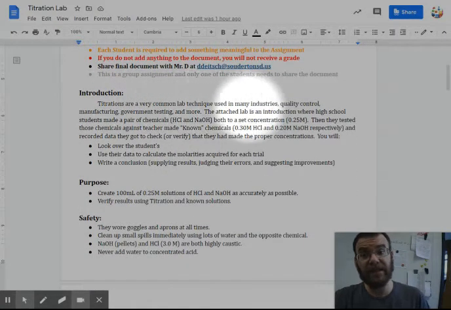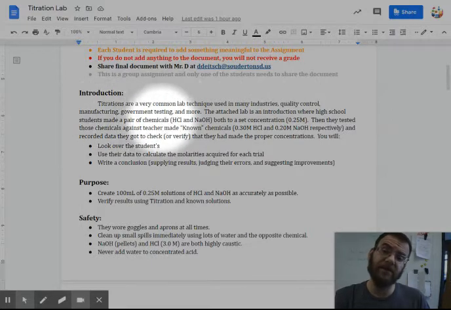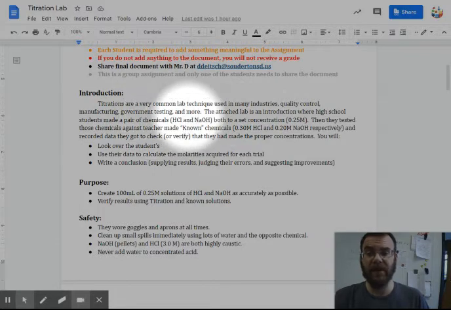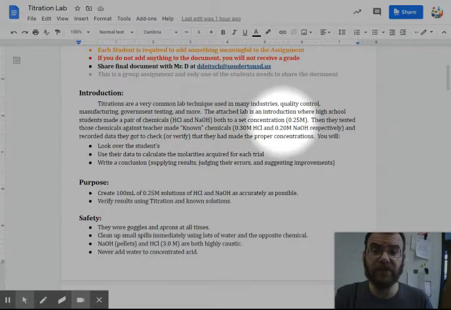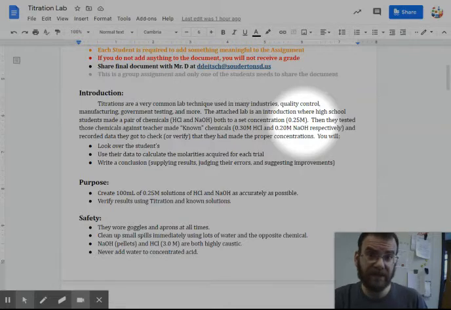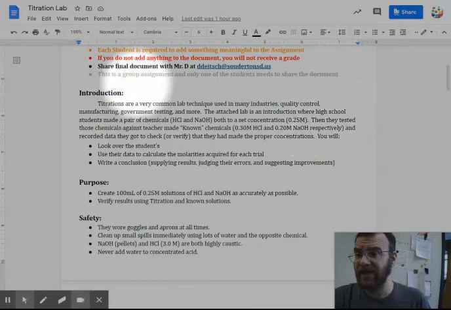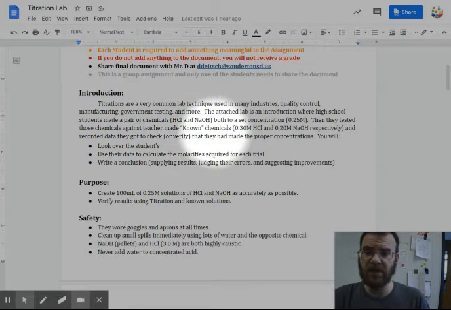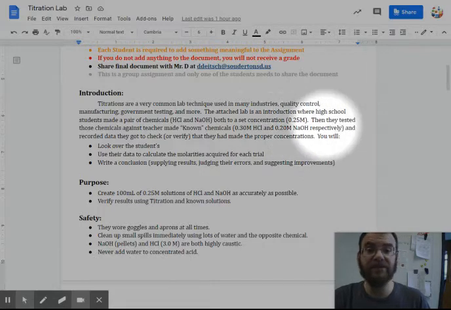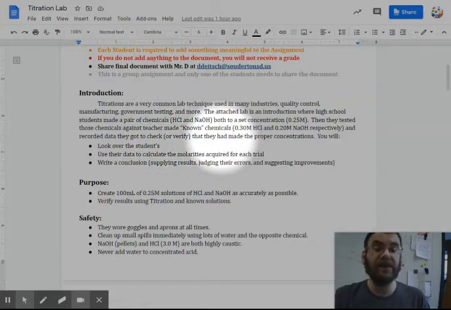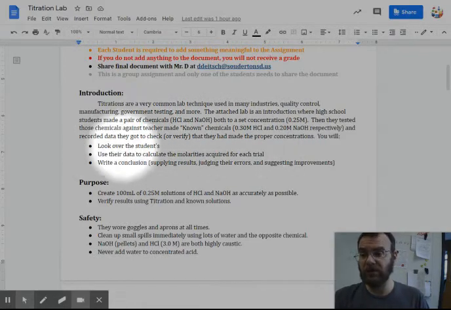Titrations are a very common lab technique used in many industries, quality control, manufacturing, government testing, and many more. The attached lab is an introduction where high school students made a pair of chemicals, hydrochloric acid and sodium hydroxide, both to a set concentration of 0.25 molar, which is weaker than apple juice and hand soap respectively, but it still gives good data. They then tested those chemicals against teacher-made known chemicals, 0.30 molar hydrochloric acid and 0.20 molar sodium hydroxide, respectively. And they recorded data that they got to check or verify that they had made the proper concentrations.